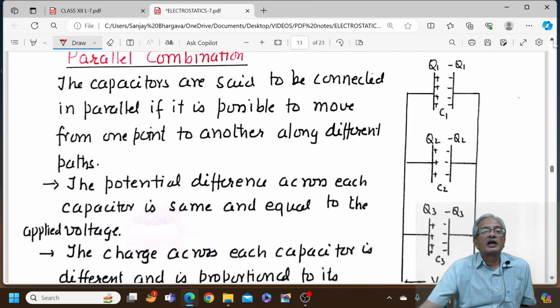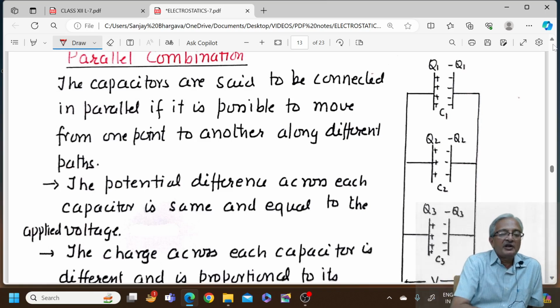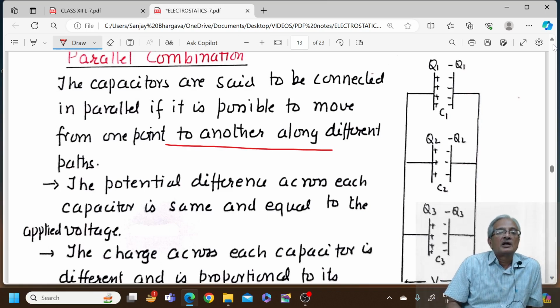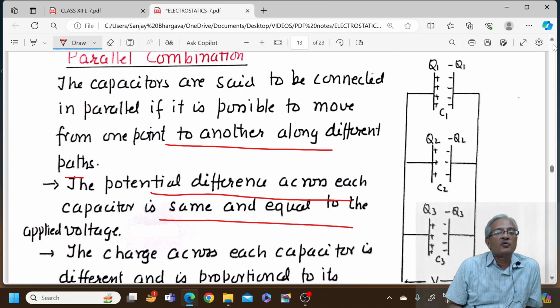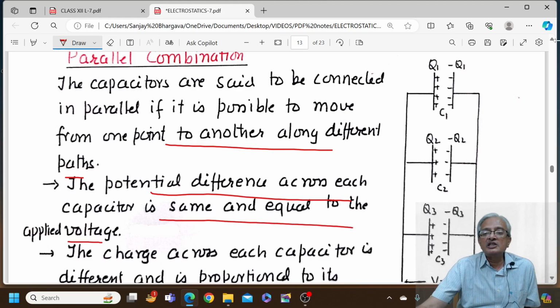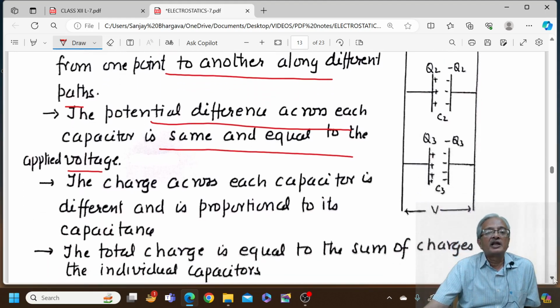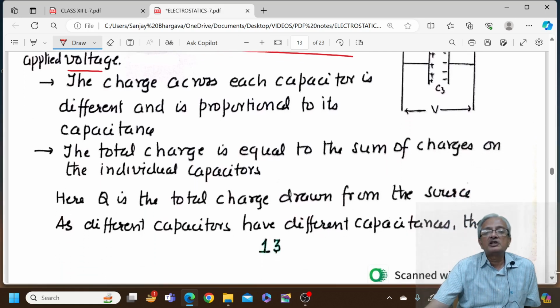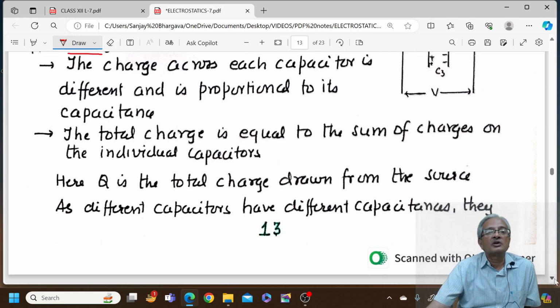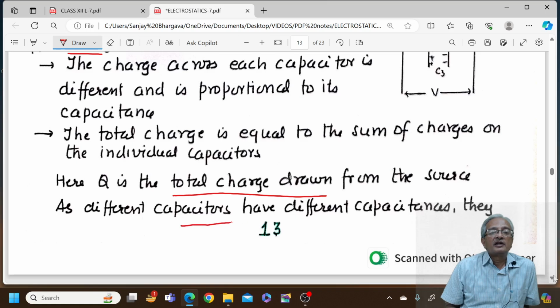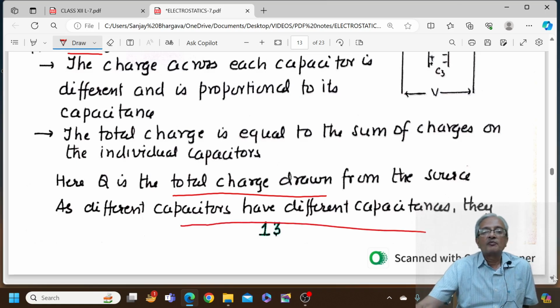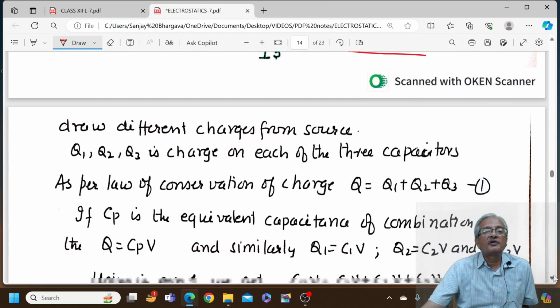Here the capacitors are said to be connected in parallel if it is possible to move from one point to another along different paths. The potential difference across each capacitor is the same and is equal to the applied voltage. The charge across each capacitor is different and is proportional to its capacitance. The total charge would be equal to the sum of the charges on the individual capacitors. So in parallel, the potential difference across each capacitor is the same, but the charges are different. Here Q is the total charge drawn from the source, and as different capacitors have different capacitances, they will draw different charges from the source.